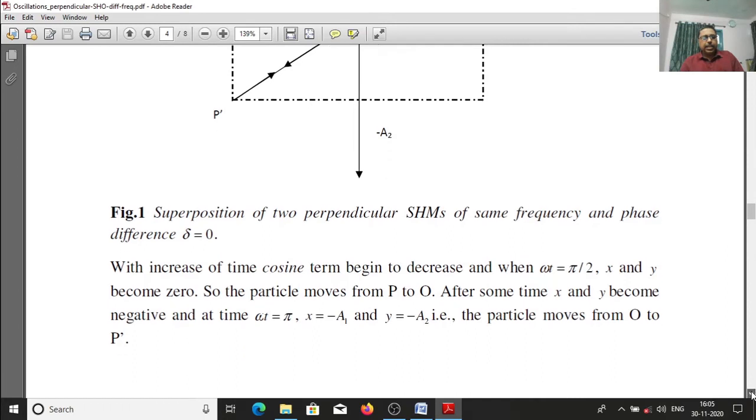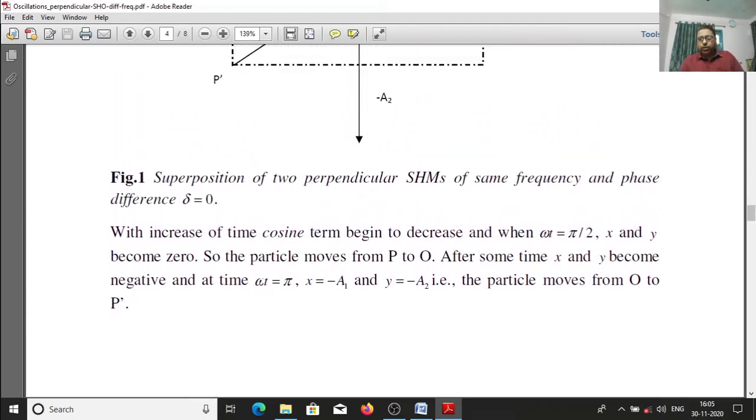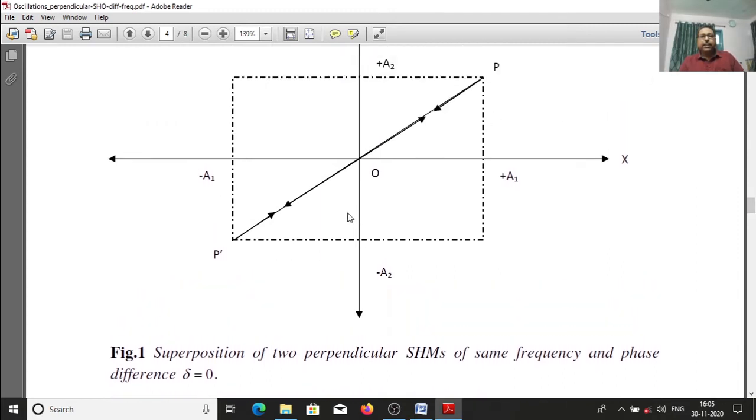Then what happens? If we again increase the time, then the particle moves from P prime to O and then O to P. Successively, as time increases, the motion of the particle is along P O P prime and then P prime O P. From here we see that when delta equal to 0, the motion of the particle is along the diagonal straight line, from P to O, O to P prime, and again P prime to O and O to P, and in this way the particle moves P O P prime and P prime O P.